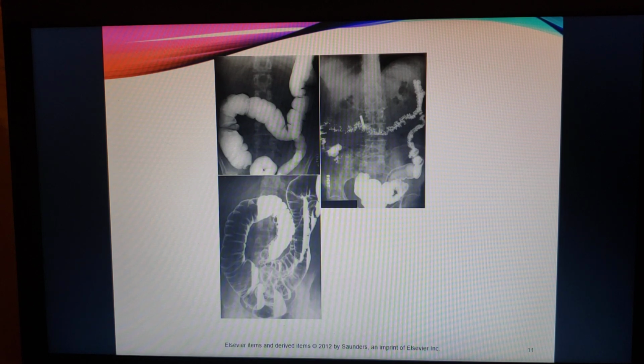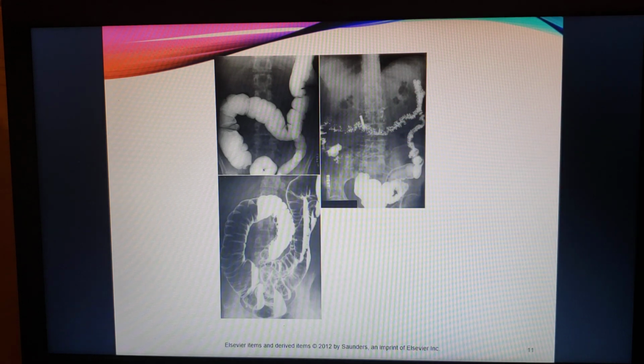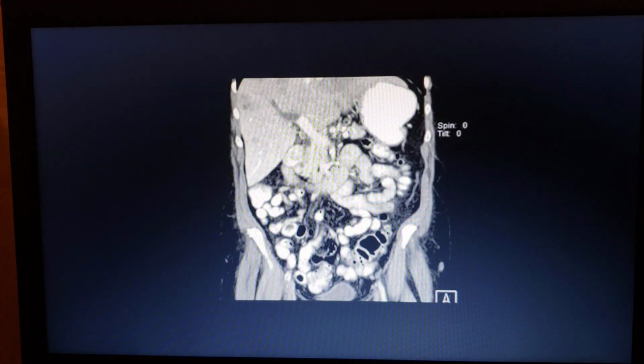This slide shows different radiographic studies of the GI system. And you can see they've used contrast media. You can see the contrast media. It helps to outline the hollow organs of the digestive tract. Now let's look at the next slide.